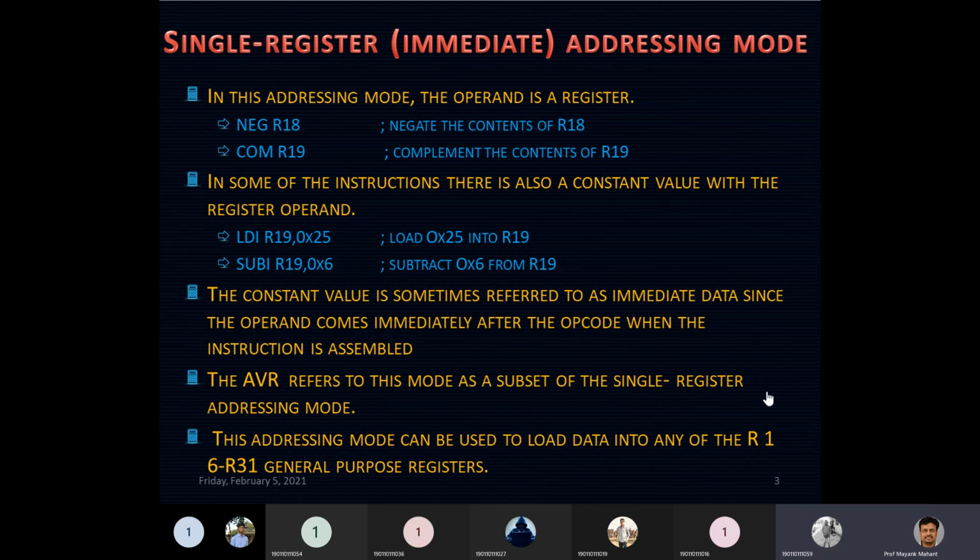Yes, 59, NEG instruction. For what purpose is it meant? Any instruction, for what purpose is it meant? Hello, hello, sir. Yes, so 59. I'm not in the question. Can you repeat the question? NEG R18. Suppose if I write this instruction, then what is the AVR going to do?